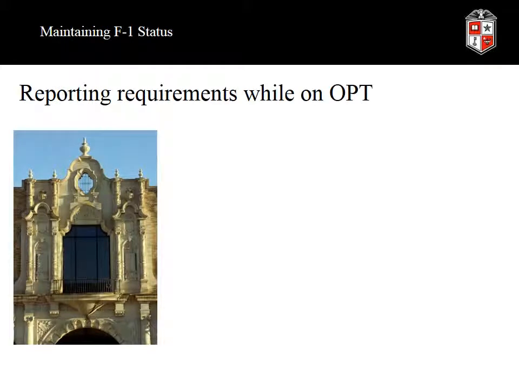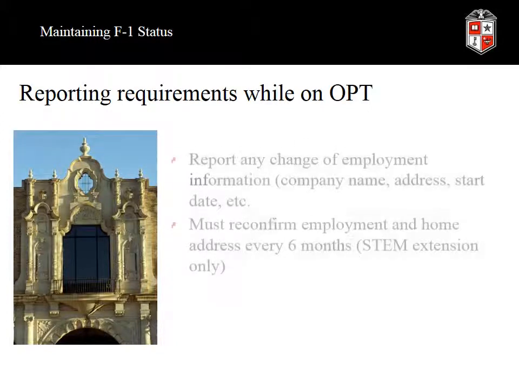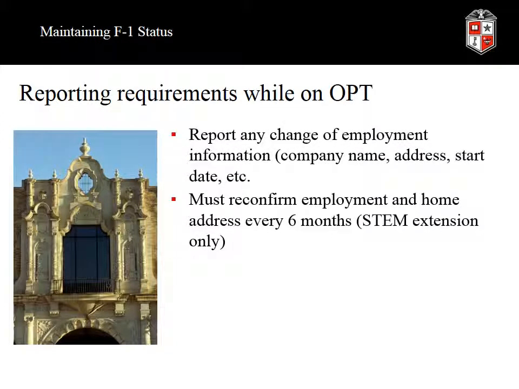There are reporting requirements during your OPT period. You need to report those changes, such as employment information, company name, address, start date, etc. And you must reconfirm employment and home address every 6 months. This applies to STEM extensions only, though.